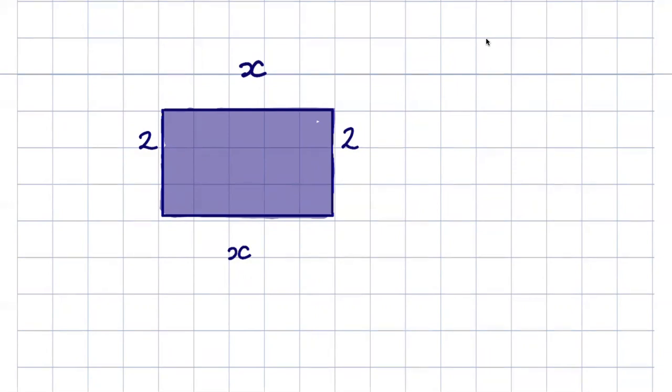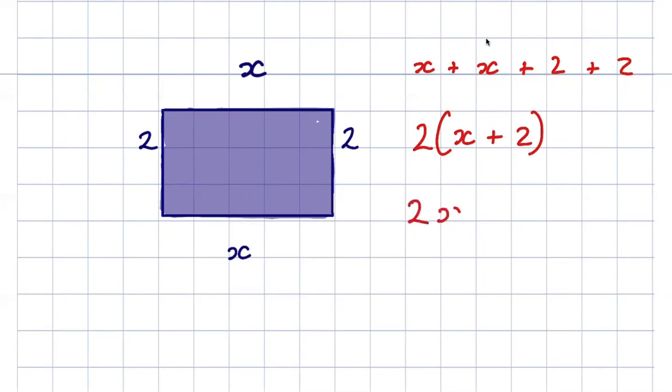Okay, so the most basic way of doing this would be to do x, or it doesn't matter which way you do this round, x plus 2 plus 2. The more advanced way of doing this, you can see that there are 2 x's and there are 2 2's. So what we would do is there are 2 lots of x plus 2. Okay, and that's how we do it. And it doesn't matter which way around you do it, as long as you add them together correctly or multiply them out, you will get the answer of the perimeter being 2x plus 4.